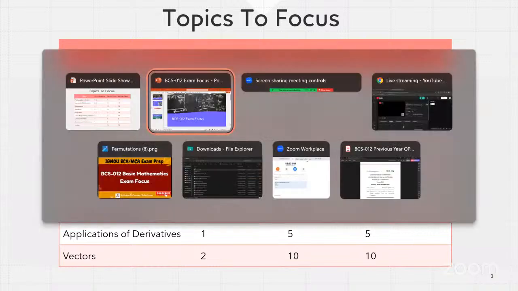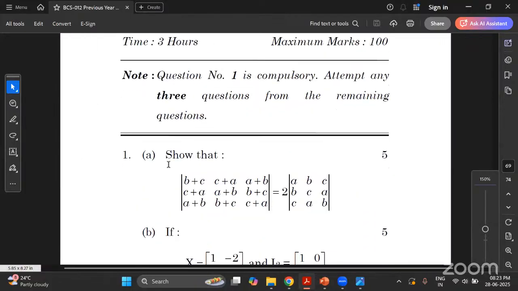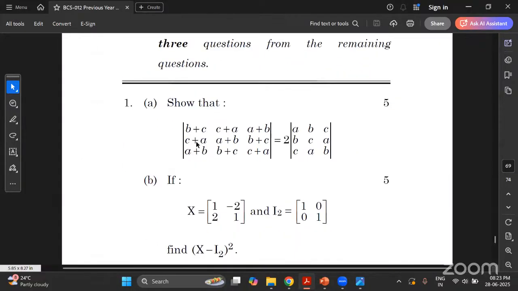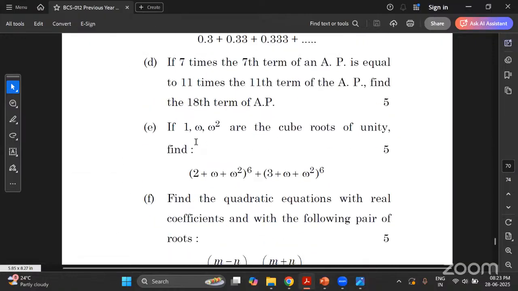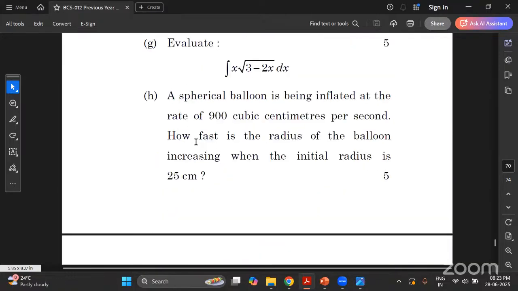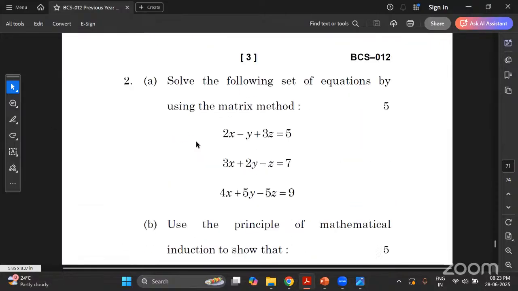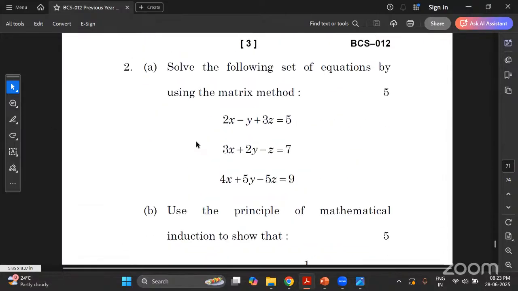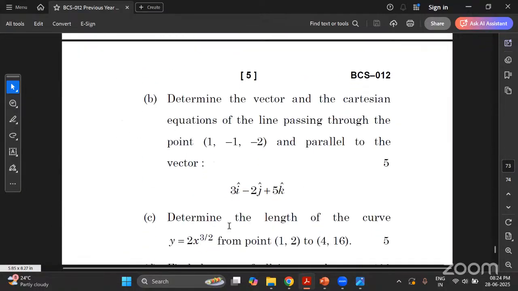Now we will see what all topics you have to focus on. See here. Question number one is compulsory. So in question number one, you can see there are 8 sub-questions, A to H. Each one is for 5 marks. There are certain questions which compulsorily occur every time. You need to focus on those questions for passing. And then you have 2 to 5. Question number 2, 3, 4, 5. 4 questions, each of which is for 20 marks. See, question number 2, you have A, B, C, D, each one for 5 marks. Same for question number 3, 4, and 5.